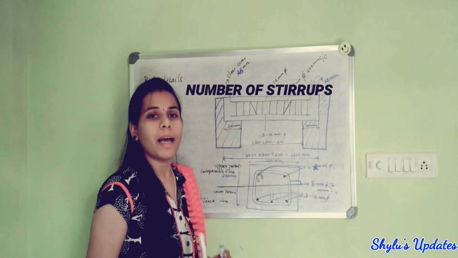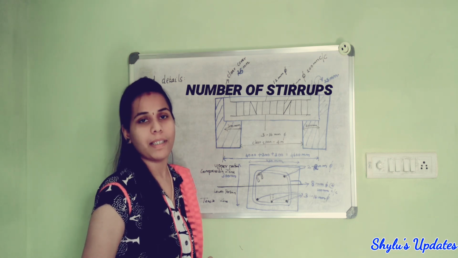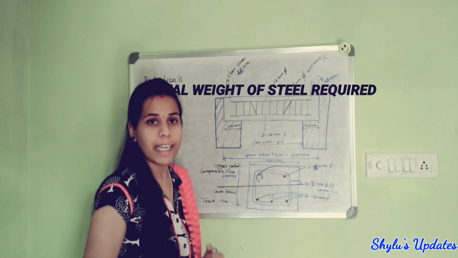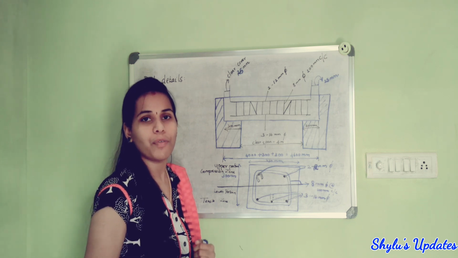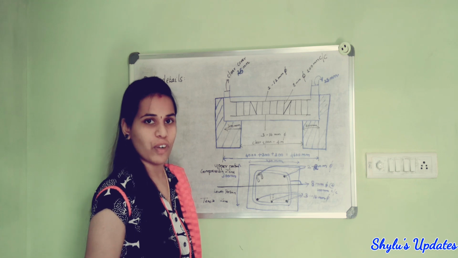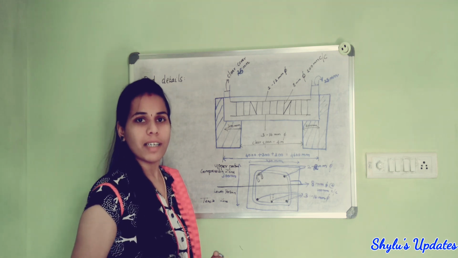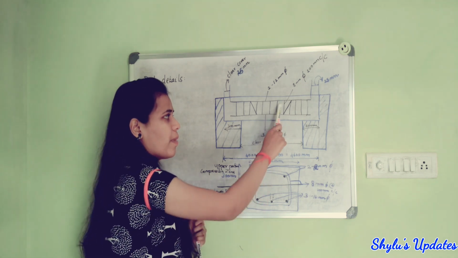The fourth one is number of stirrups, and the fifth step is total weight of steel required in this beam. So these are all the steps today we are going to find in this bar bending schedule for beam. So let's see the first step, cutting length of straight bar.